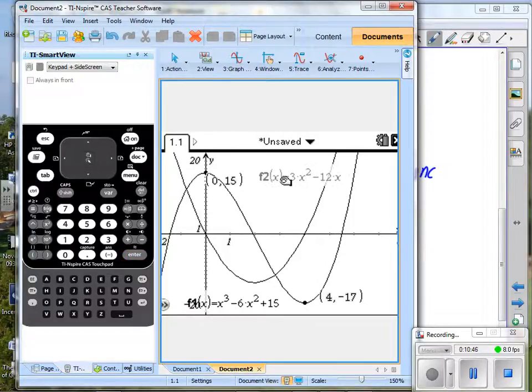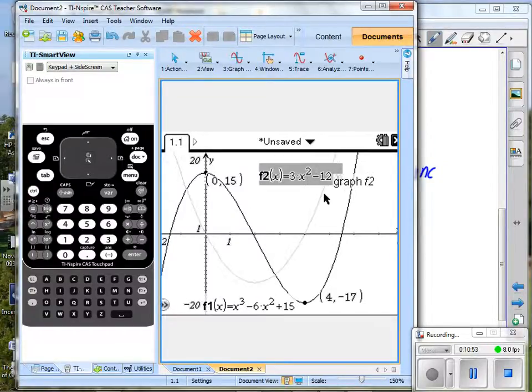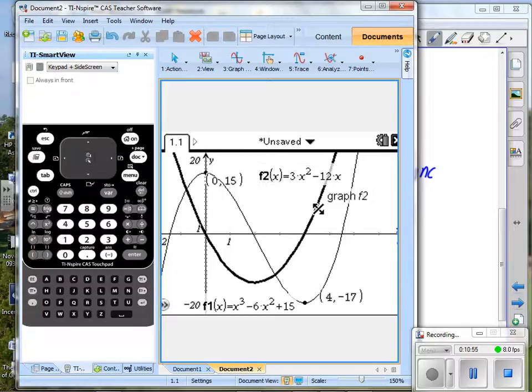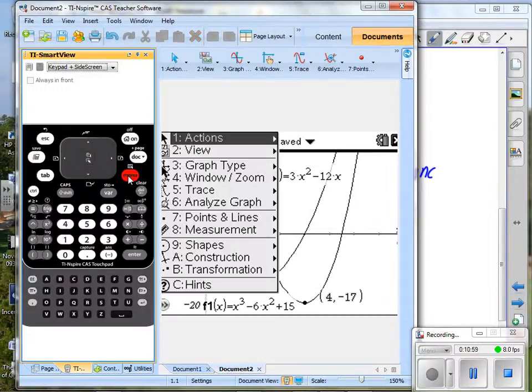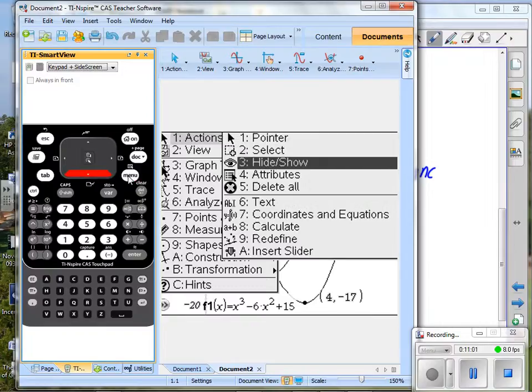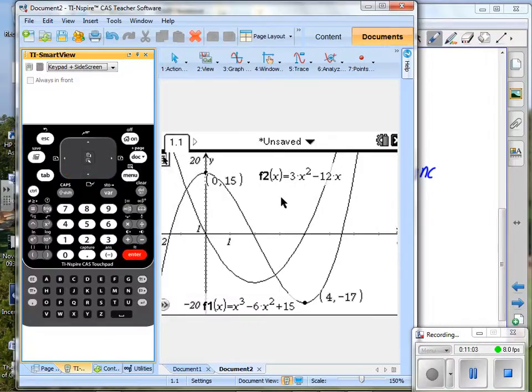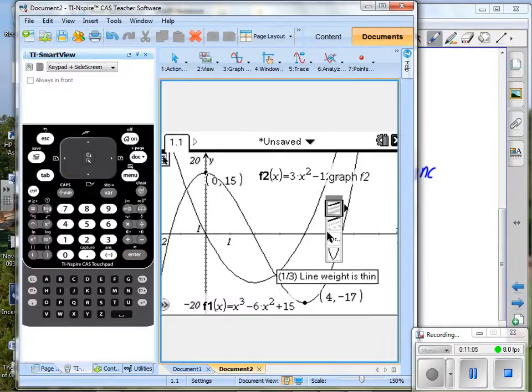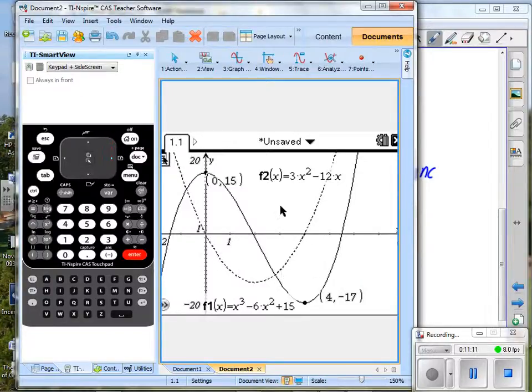I'm going to move that equation up a little bit. I'm going to move that over. And let's see, which one of these is my, there's my graph 2. I'm going to change the attributes because I want to make sure I don't lose sight of what that is. So I'm going to come over here to graph 2, and I'm going to make it a dashed line, so that I can make sure I see that.